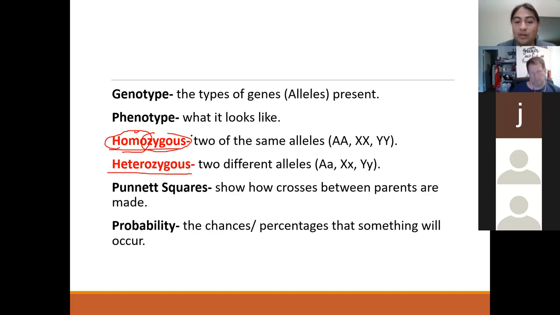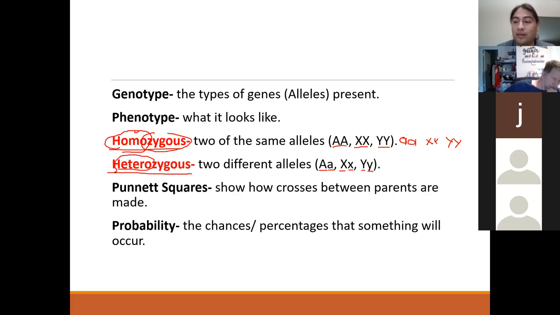They can be either homozygous dominant, like these ones, because everything is capital letters over here, or they can be homozygous recessive in the case that they are lowercase aa, lowercase xx, or lowercase yy. So every time we're talking about homozygous, it is two of the same alleles together, either capital dominant or lowercase recessive. And then we have the other type of organisms, which are heterozygous, which have one dominant and one recessive. Hetero means different.